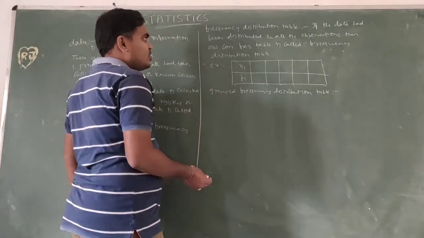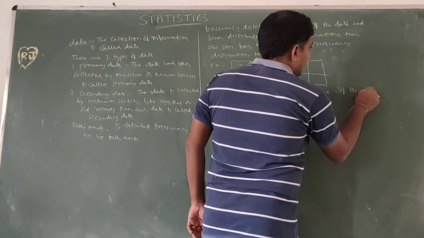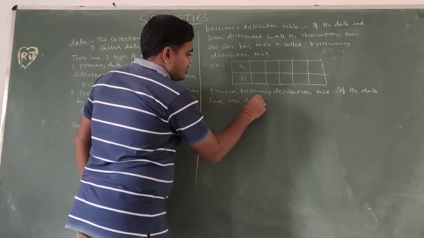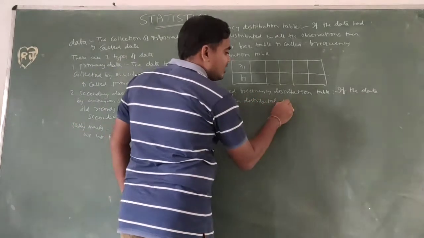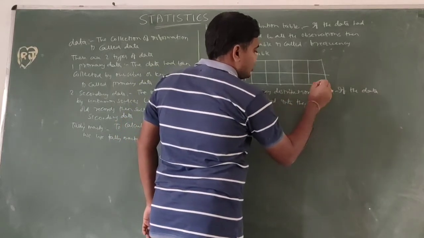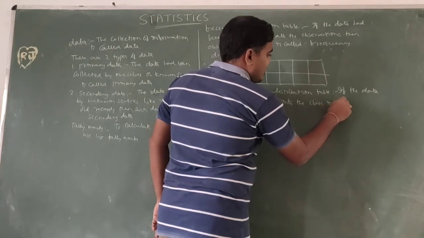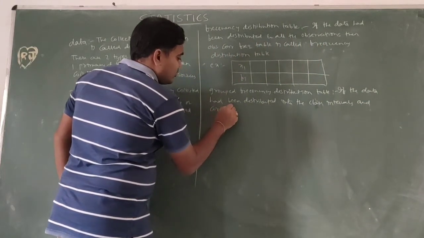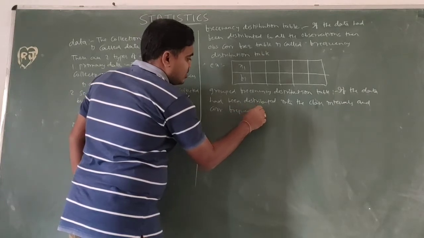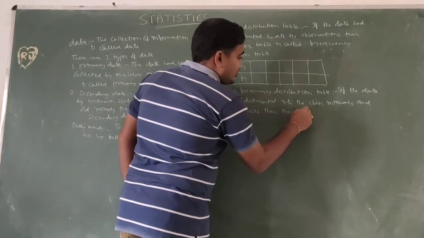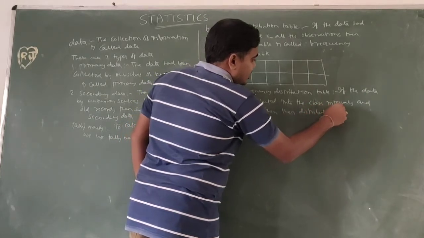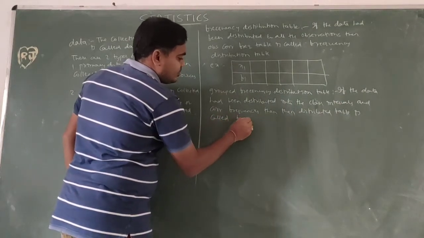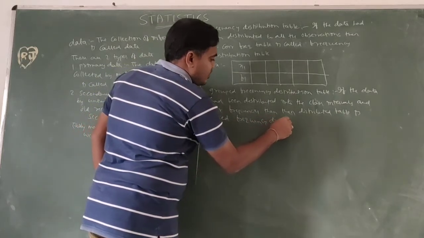So for a grouped frequency distribution table, if the data has been distributed into class intervals and corresponding frequencies, then the distributed table is called a grouped frequency distribution table.